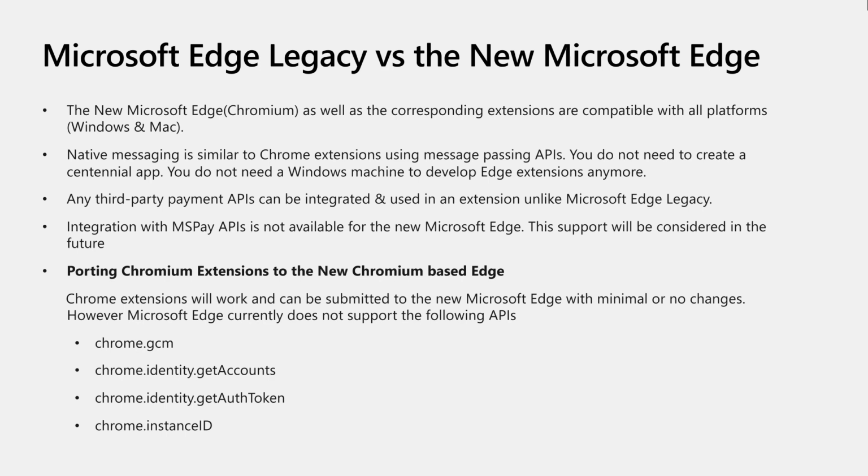The couple of important APIs that I've listed here are the GCM and the Google Accounts API. These are not supported by the new Microsoft Chromium-based Edge right now. And if you are using these APIs in your Chromium-based extensions, then you will have to modify and change them before you submit to the store. Okay, that is about the difference between the legacy and the new Edge, and what you do to port your Chromium extensions to the new Chromium-based Edge. The process is pretty simple, and I encourage all of you to try it out and submit your extensions actively to the new Edge add-on store.